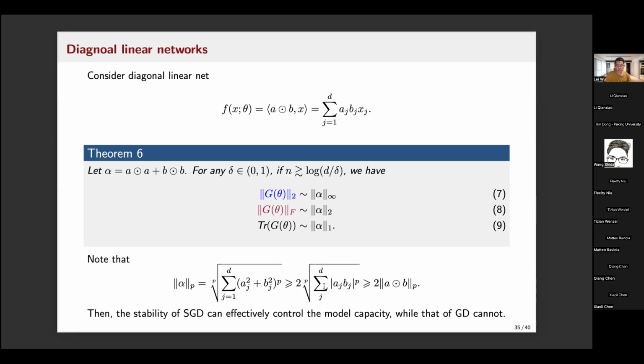And the Lp norm of alpha can control the Lp norm of our effective coefficients, a times b, which are the coefficients of our linear model. So this means the stability of GD can only control the spectral norm, which means it can only control the L infinity norm of our linear regression. But SGD can control the Frobenius norm, meaning SGD stability can impose a ridge-type capacity control. The L2 norm control corresponds to ridge regression. For linear regression, the infinity norm cannot provide effective capacity control, because the dependence on the dimension becomes explicit if you only control the infinity norm of our coefficients.